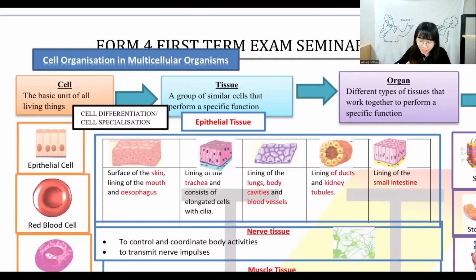Tissue is a group of similar cells that perform a specific function. Why do they have a specific function? Because they carry out a process called cell differentiation or cell specialization. That's why they have a specific function. Without cell differentiation or cell specialization, they will never have a specific function.